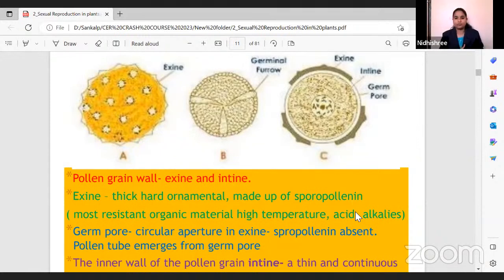ಇದರ ಉಪಯೋಗ ಏನು? ಅಥವಾ ಇದರ ಅಂದ್ರೆ ಈ ಸ್ಪೋರೋಪೊಲೆನಿನ್ ಅನ್ನೋದು ಏನಿದು ಅಂತ ಕೇಳಿದ್ರೆ, ಇಟ್ ಈಸ್ ದ ಆರ್ಗ್ಯಾನಿಕ್ ಮಟೀರಿಯಲ್. ಮತ್ತೆ ಇಟ್ ಪ್ರಿವೆಂಟ್ಸ್ ಹೈ ಟೆಂಪರೇಚರ್ ಆಸಿಡ್ ಅಂಡ್ ಆಲ್ಕಲೀಸ್. ಅಂದ್ರೆ ಎನ್ವಿರಾನ್ಮೆಂಟಲಿ ಟೆಂಪರೇಚರ್ ವೇರಿಯೇಷನ್ ಆದಾಗ, ಅಸಿಡಿಕ್ ಎನ್ವಿರಾನ್ಮೆಂಟ್ ಆದಾಗ, ಬೇಸಿಕ್ ಎನ್ವಿರಾನ್ಮೆಂಟ್ ಆದಾಗ ಪೋಲನ್ ಗ್ರೇನ್ ಏನಾಗಬಾರ್ದು, ಅದಕ್ಕೆ pollen grain has to be protected. So that is why the sporopollenin material protects the pollen grains from high temperature, from acids, from alkalis. Next.